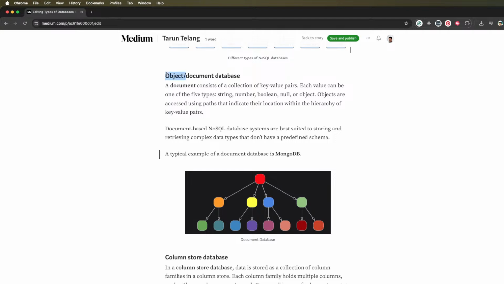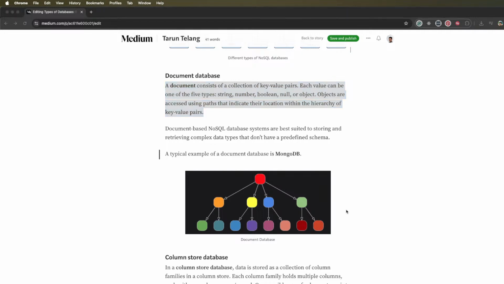Document databases? What's the idea? They store data in flexible, self-describing units called documents. Often these look like JSON. It's great when your data doesn't fit a rigid table structure or when the structure might vary from item to item. Okay, flexible documents. Got it.